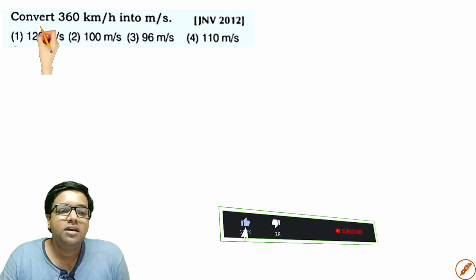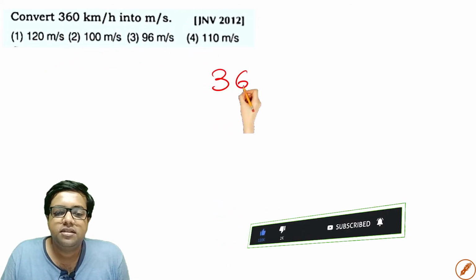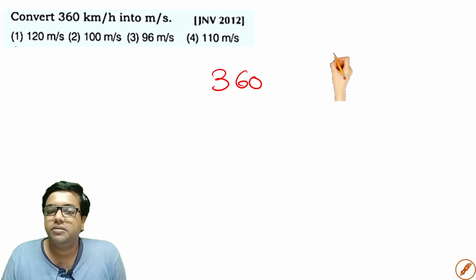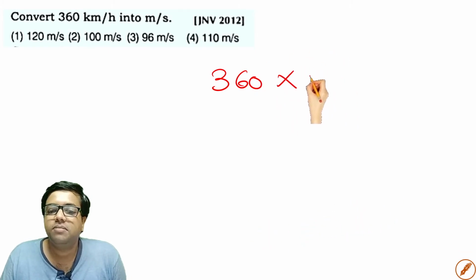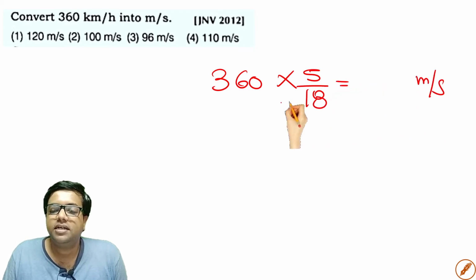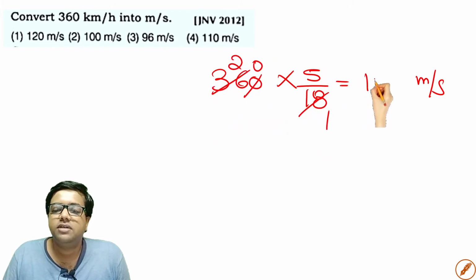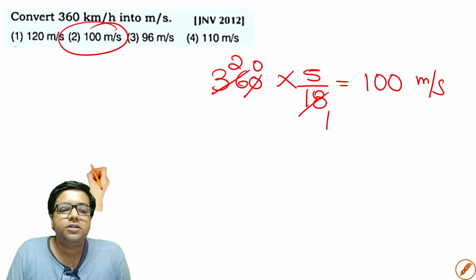Let's move ahead. Convert 360 km per hour into meter per second. This is very easy. What is the fraction you need to multiply? You will multiply 5 by 18. So that will give you meter per second from kilometer per hour. 18 ones are 18, 18 twos are 36, 18 zeros are 0, 25 is 100 meter per second. Option 2 is the right answer.